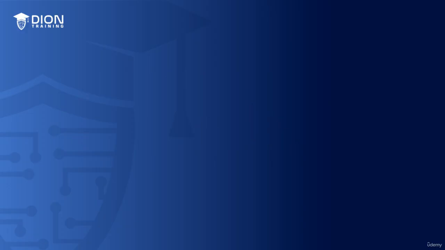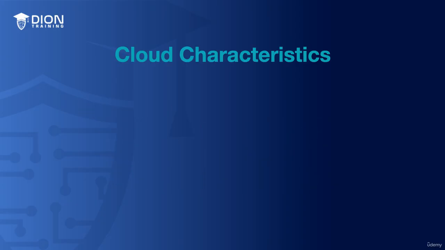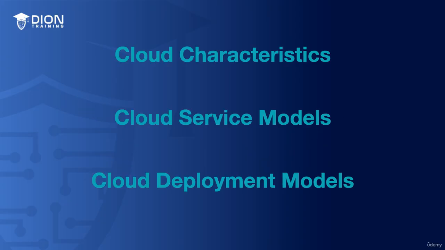So, it is important to remember that governance is a critical aspect of cloud computing that businesses must understand to ensure the security, compliance, and efficiency of their cloud deployments. Governance principles and policies must align with the 5 cloud characteristics and the 3 cloud service models, and also the 4 cloud deployment models to ensure that businesses can leverage the full potential of cloud computing while maintaining the security and compliance of their data and resources.